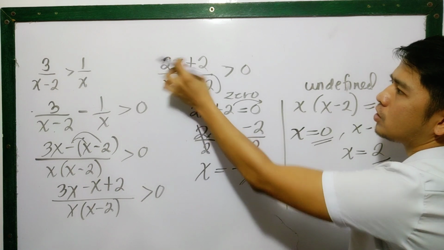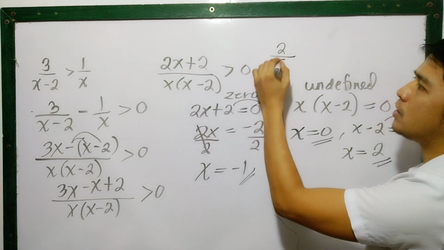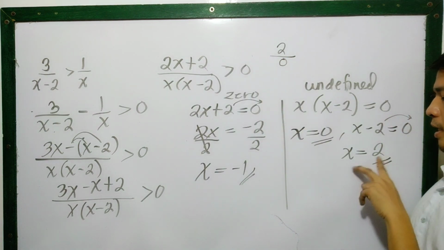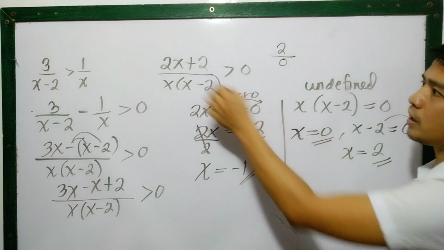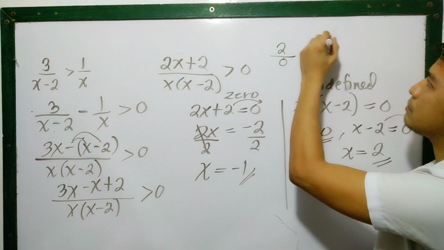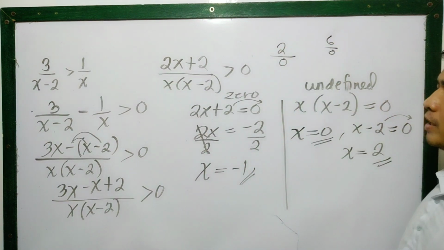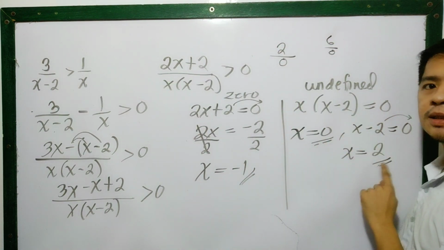0 times 2 is 0. 0 plus 2 is 2. Over 0 times negative 2 is 0. So, undefined siya. When x is positive 2, magiging 2 times 2 is 4, plus 2 is 6. 2 minus 2 is 0. 0 times 2 is 0 pa rin. So, undefined siya kapag 0 and positive 2.